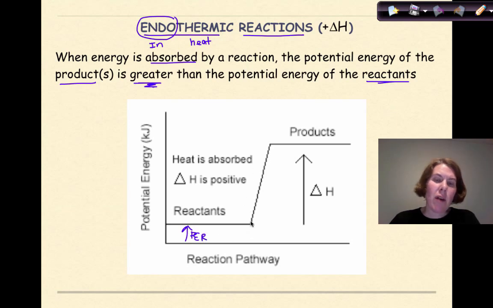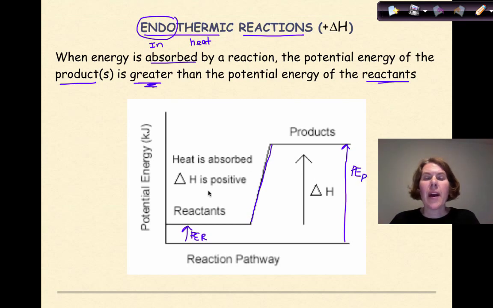And then some amount of heat is absorbed over time. So heat is absorbed, and then we get to our products. So this whole thing right here, going from the bottom all the way to the top, is the potential energy of my products. Now, in this process, there's more energy as products than reactants. Therefore, overall, heat is absorbed, and we'll find out that our delta H is positive, and we'll look at a calculation for that in a minute.